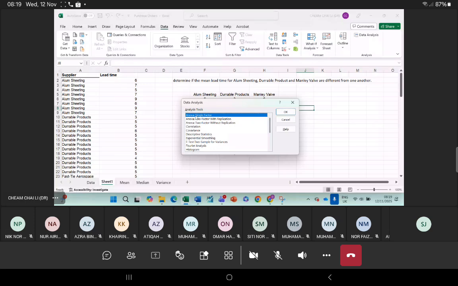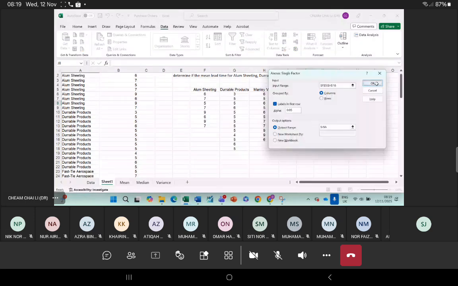Okay, I click this, and then I need to select the data in Excel. Okay, so I check label in the first row. So alpha is 5%. So my output, I paste it here, right? So this is the step.